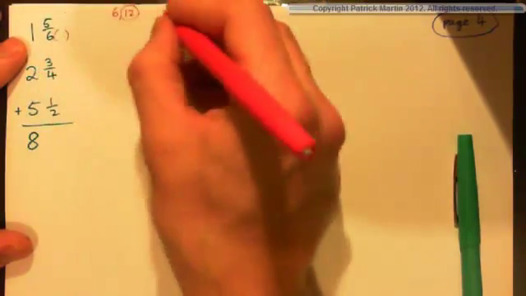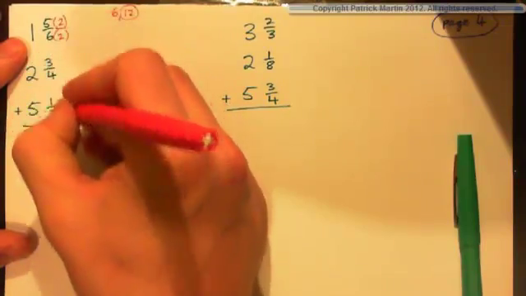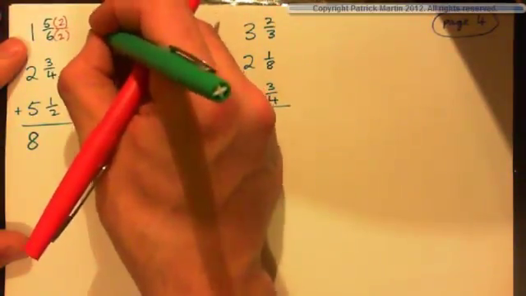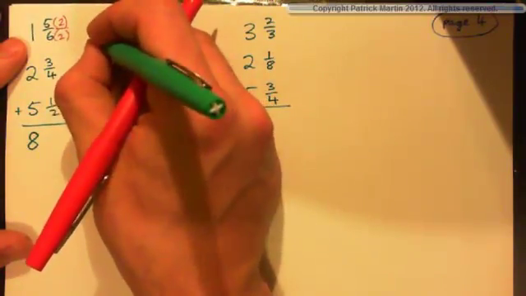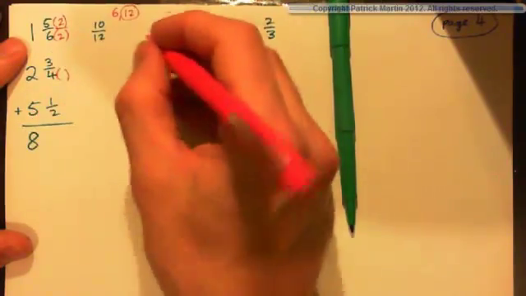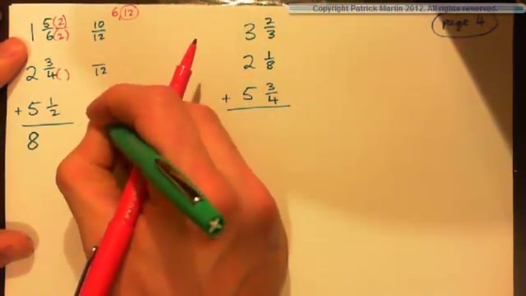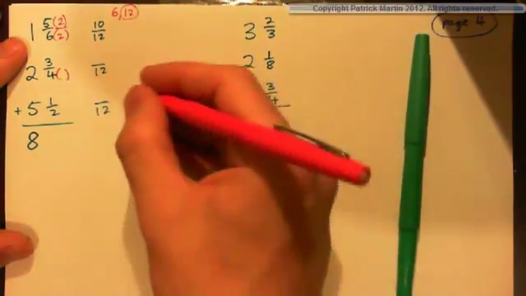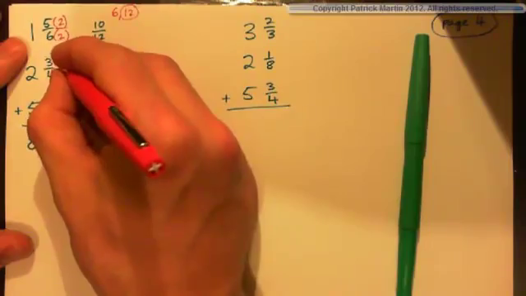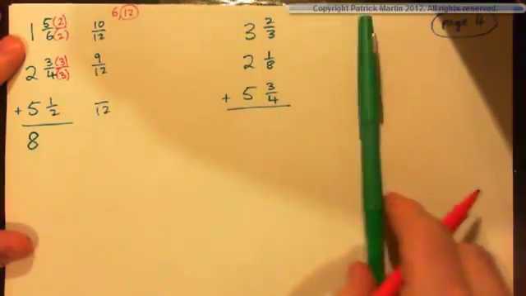So what, 6 times what gives 12? 6 times 2, right? And same at the top. And so we get 5 times 2, that's 10, over 6 times 2, 12, right? 10 12ths. And now 4 times what gives me 12? I want to get 12ths, right? 4 times 3 gives 12. I must multiply top by 3. So this 3 quarters becomes 9 12ths.